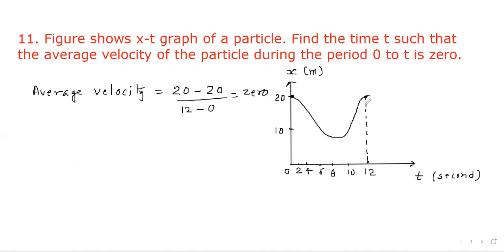So we can say that t equal to 12 seconds. Average velocity of particle is 0.